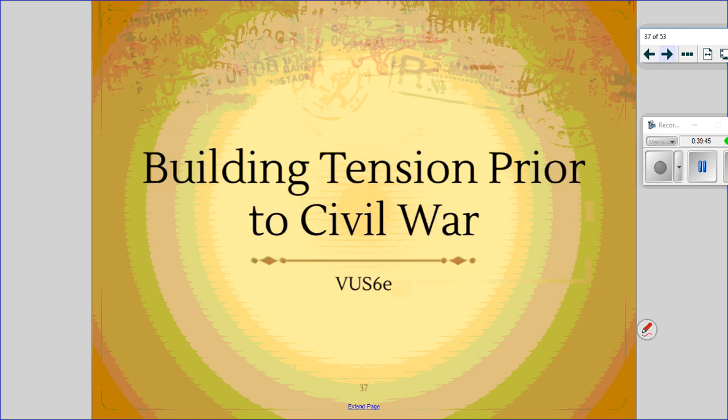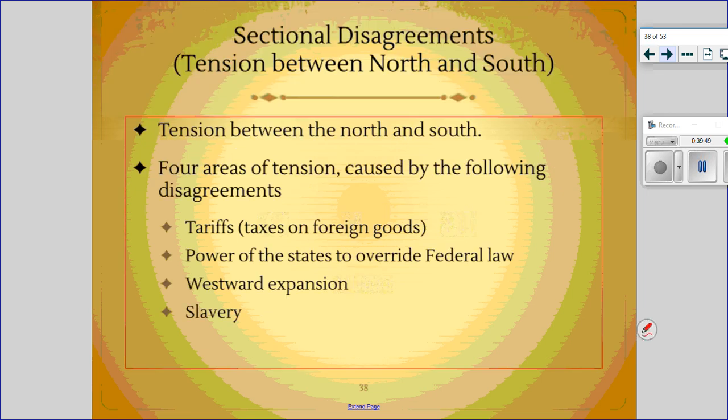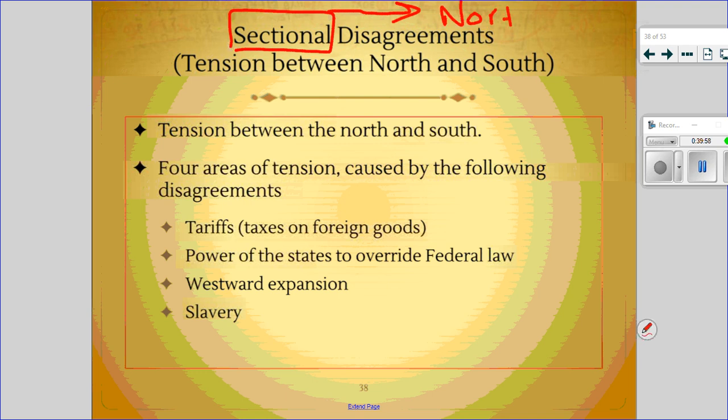All right, let's look at building tension prior to the Civil War. When we talk about sectional, when we talk about the sections, we're talking about north and south. Sectional tensions between north and south. All right, there are 4 areas of tension.